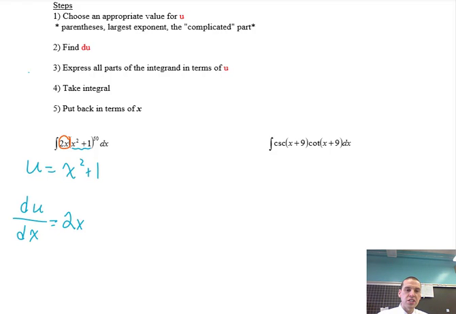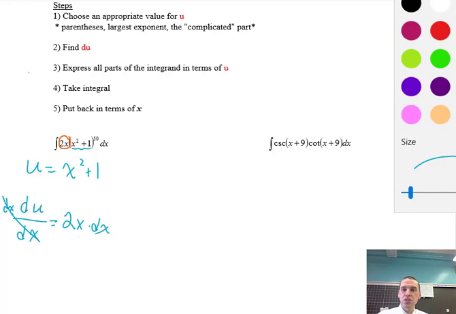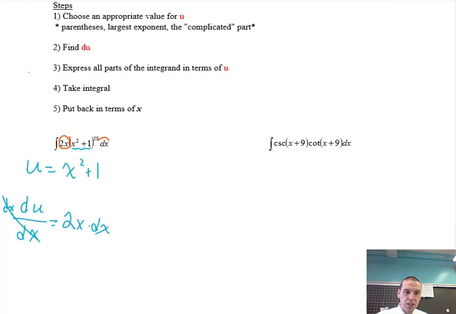We also need to see that there's a dx. Well, how do I get dx? Well, I have du divided by dx, because we took the derivative with respect to x. So I'm going to multiply by dx on both sides. Those dx's are gone, and I'm now left with 2x dx, which, if we look, the dx is right here. So du equals 2x dx. The 2x and dx can now be replaced with du.